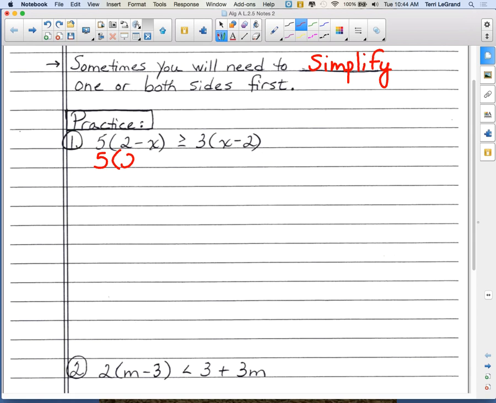5 times, in parentheses, 2 plus, what's the opposite of x? Negative x. Is greater than or equal to 3 times, all we're doing is changing the subtractions to add the opposite. So x plus, instead of x minus 2, it's going to be x plus the opposite of 2, which is negative 2. Why do we do this?